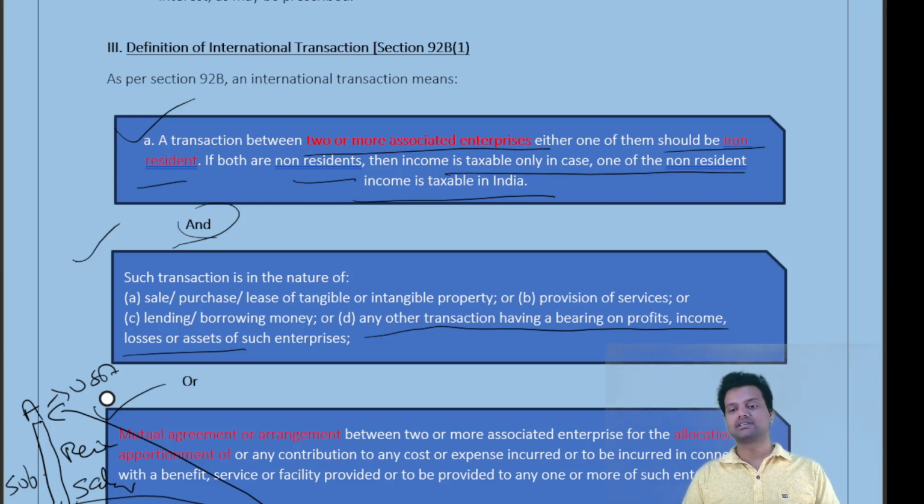And what are the transactions covered? Sale, purchase, leasing of tangible or intangible property, provision of services, capital financing, almost everything is covered, which has a bearing on the profits. That means if it bears on the P&L, then those transactions are covered under these provisions. And the last point is if there is a mutual agreement or arrangement among the associated enterprises for the allocation of cost, benefit, or expenses, then that is also covered under the transfer pricing provisions under the international transaction definition. Just remember the example of MNC salaries here for point number C.